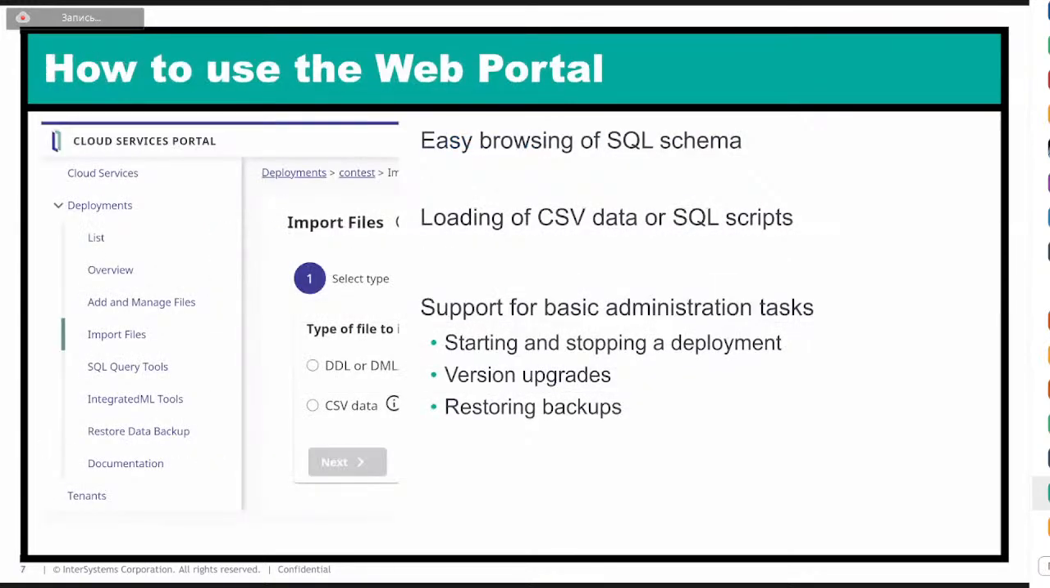So how to use the web portal, I will actually go in and click through, so I don't spend too much time. But just to say, we provide a SQL editor for browsing your schema and running some queries. There are tools to import files, to load DDL, to load in CSV data, as well as the basic administrative tasks. You can stop and start a deployment, and click to upgrade if there's a new version of underlying Iris available. We'll stage that version and you can upgrade it, and we also take a nightly backup that you can then go and restore if needed.